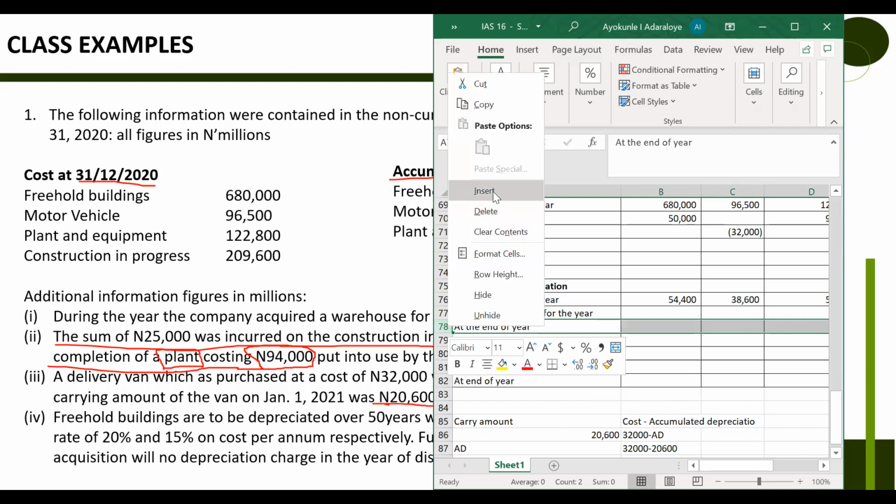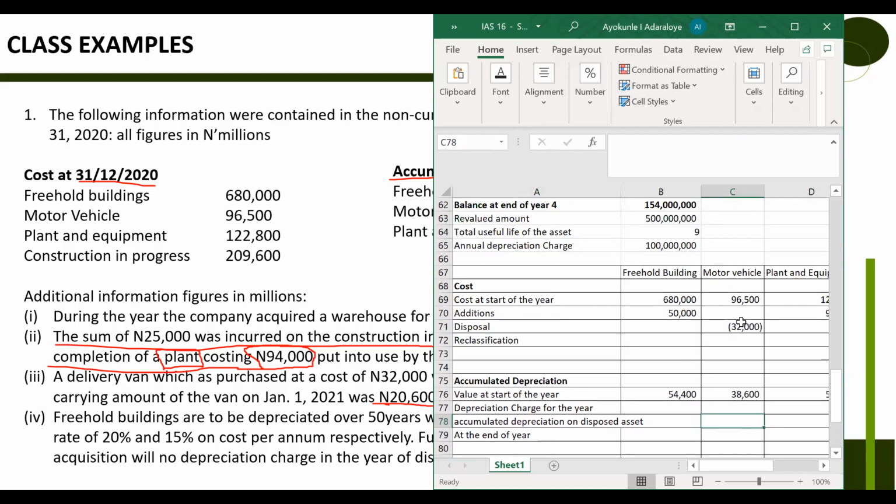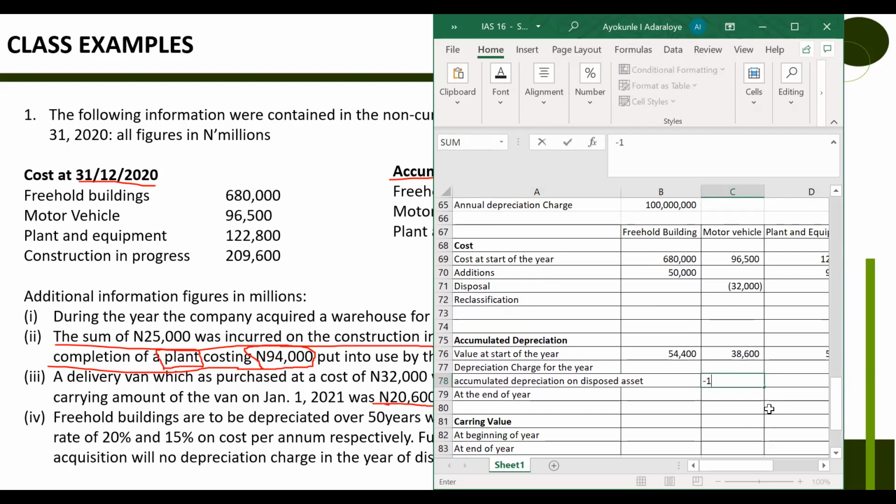So we have to add another line that we will call accumulated depreciation on disposal. You can write it as accumulated depreciation on disposed assets, or on disposal. How much did we calculate it as? 11,400. We will remove it from this one too. Let's go back to our question.